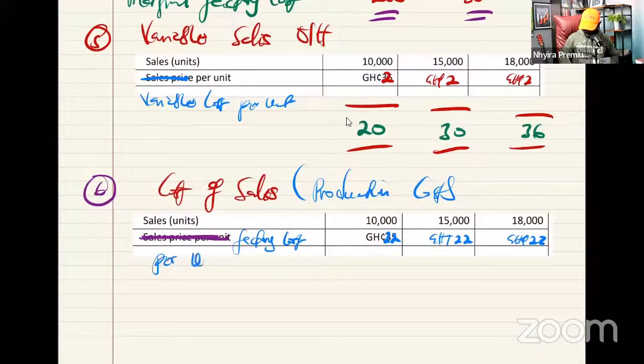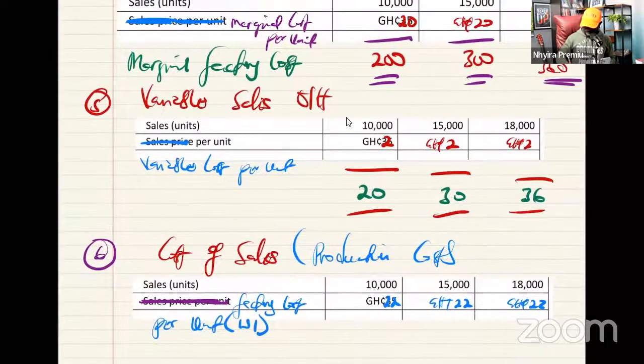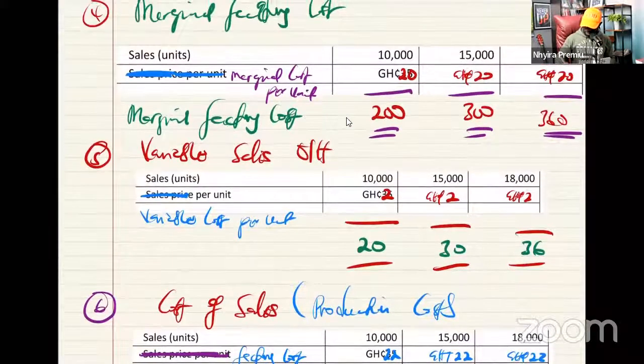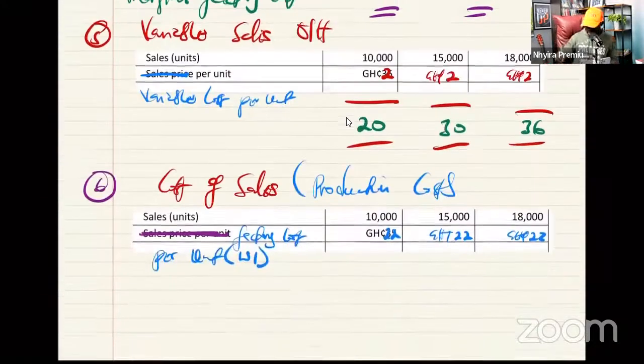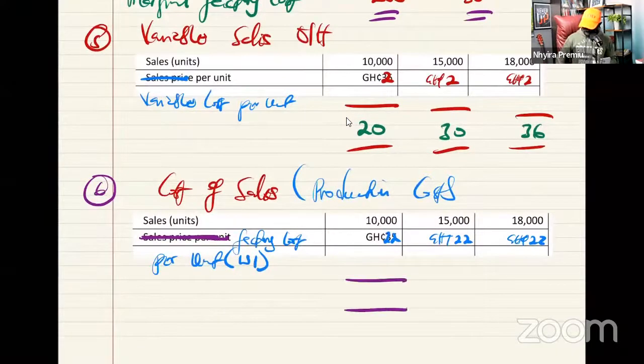Per unit, which we did workings for in workings 1. The marginal cost per unit, we also did workings for in workings 1, so that you know where we are picking the issues from. So let's multiply up. What do we have?